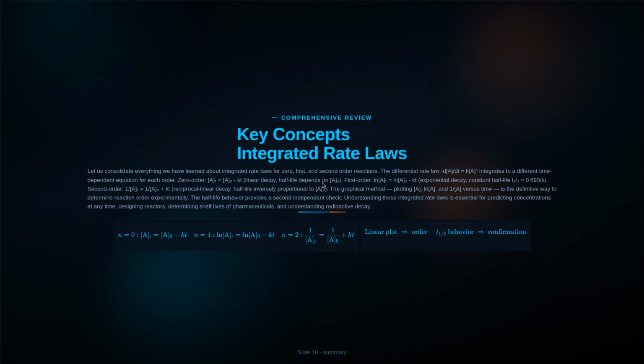First order, natural log of [A] at time t equals natural log of [A] initial minus kt. This is exponential decay with a constant half-life of 0.693 over k. Second order, 1 over [A] at time t equals 1 over [A] initial plus kt. This is reciprocal linear decay, and the half-life is inversely proportional to [A] initial. The graphical method, plotting [A], natural log of [A], and 1 over [A] versus time, is the definitive way to determine reaction order experimentally. The half-life behavior provides a second independent check.